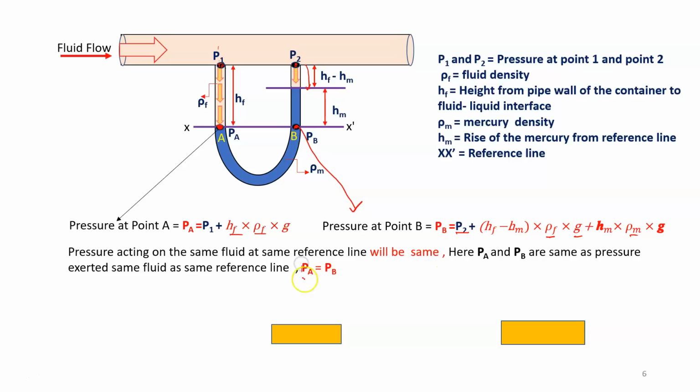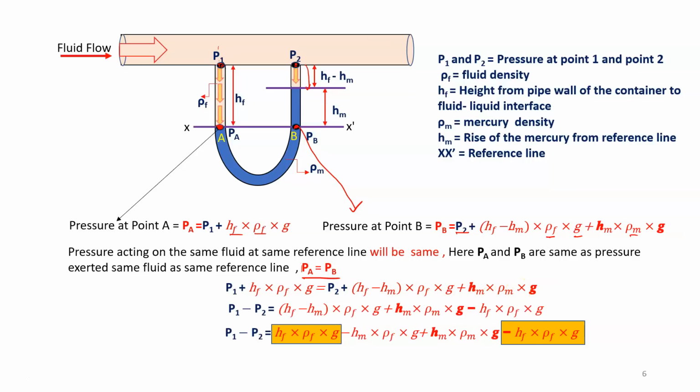So now we can write PA is equal to PB. If you write that, P1 plus hf rho f into g is equal to P2 plus hf minus hm into rho f into g plus hm into rho m into g. Now if we reorganize and open up everything, hf rho f and g will be cancelled out from both sides. So finally we have P1 minus P2 is equal to minus hm rho f g plus hm into rho m into g. Now ultimately P1 minus P2 will be hm rho m minus rho f into g. Okay, so that is the pressure difference between 2 points.